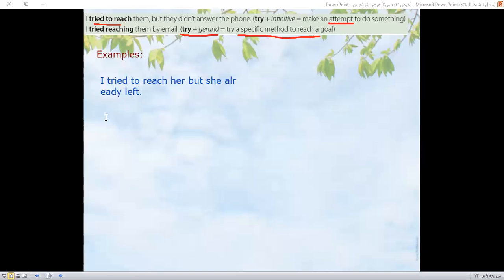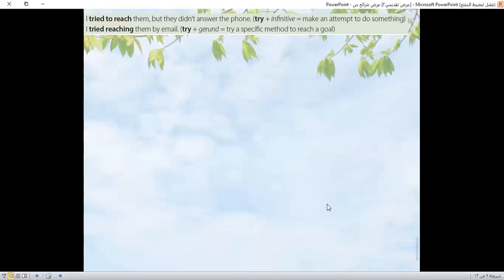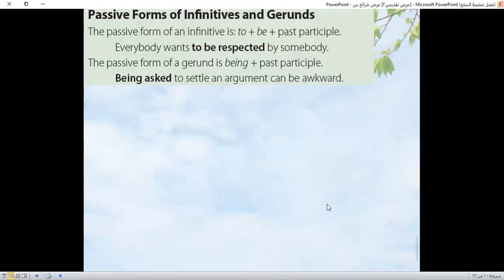Okay. Also, I can say, I tried reaching her by what? Maybe by calling her or by phone. Okay? We're going to revise this grammar again and again until we make sure that we understand it well. Okay. Now let's move on to the passive form of infinitives and the gerunds.